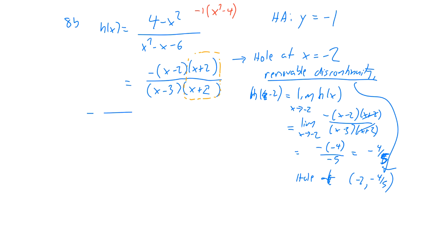On the other hand, x equals 3 is going to be a vertical asymptote. And that's pretty much all it asked us to do, and maybe a little bit more. So I have a vertical asymptote, which, by the way, is a non-removable discontinuity. So non-removable discontinuity at x equals 3, a removable discontinuity at x equals -2.